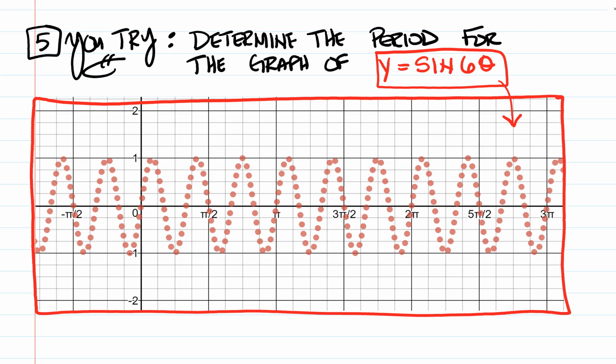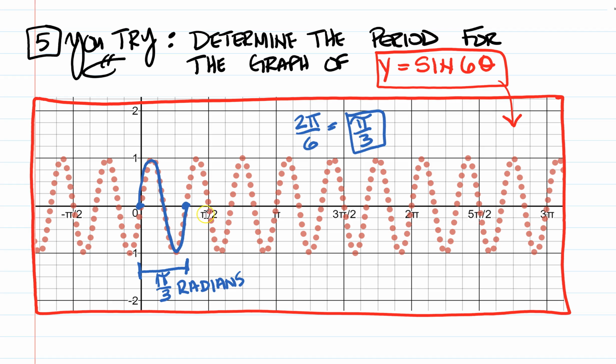Okay, box number 5 is a U-try. I want you to determine the period for the graph of y equals sine of 6 theta, and I have given you a nicely graphed Desmos picture down below for your added convenience. So what is the period for sine of 6 theta? Okay, so what I did was I traced one of my sine curves out until I got back to my starting point. It's kind of hard to see where that is.